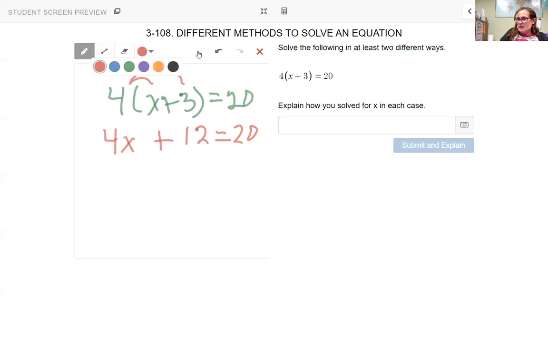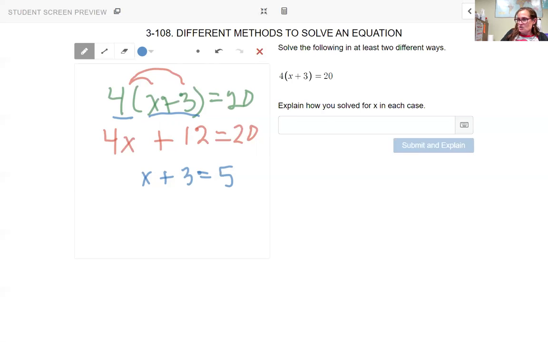The other thing we could do is say 4 times what equals 20. We know that 4 times 5 is 20. So that means all the stuff in the parentheses would equal 5. So x plus 3 equals 5. Then we solve for x. Okay.